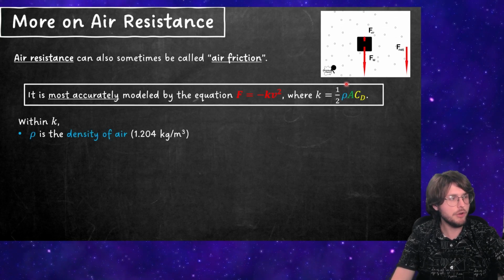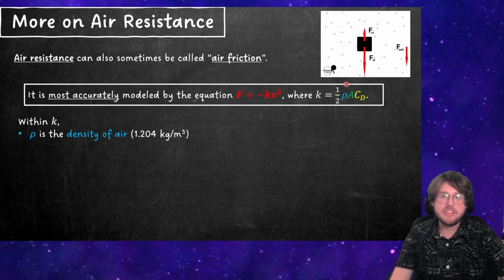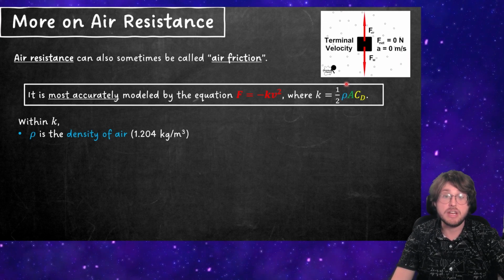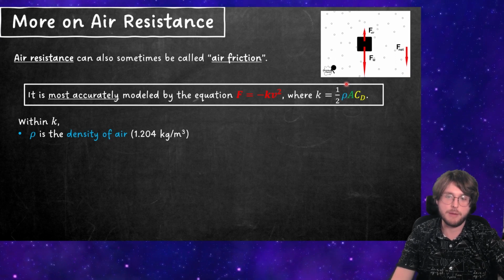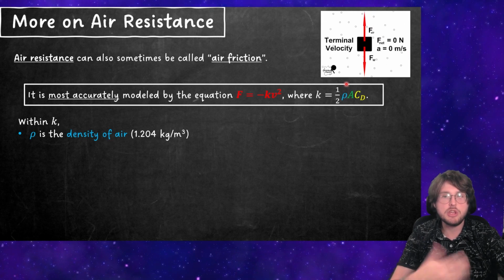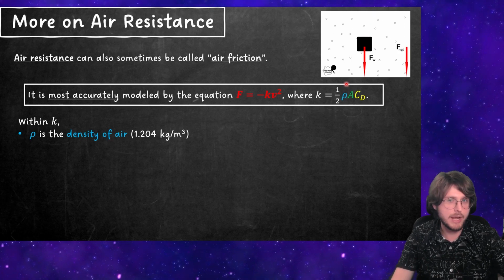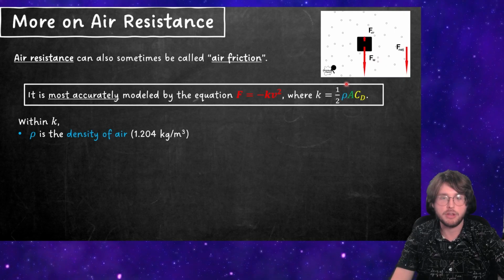The Greek letter rho is indicated by the density of air, or really the density of any fluid that this object may pass through. In this case, the density of air would be about 1.204 kilograms per meter cubed. So for every cubic meter of air that you'd have, this object would weigh about 1.204 kilograms.